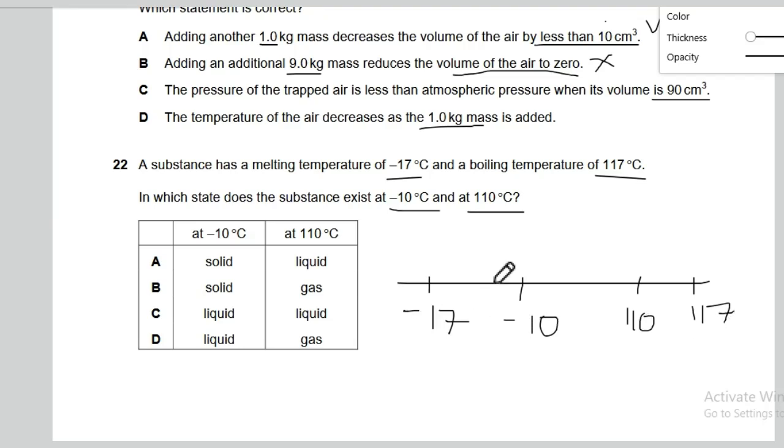So since the substance at minus 10 degrees Celsius and 110 degrees Celsius is between the range of the melting point and the boiling point, the substance will exist in the same exact state on both of these temperatures. And that is, they will both be liquids. Because after the melting point, the substance will turn into a liquid, and before the boiling point, it will stay a liquid. So option C is the answer.